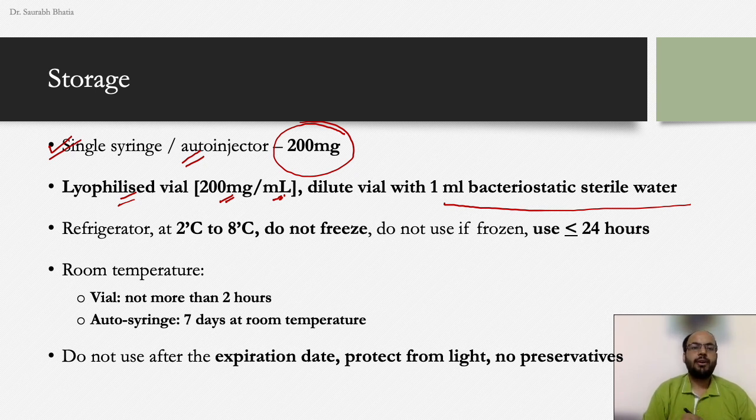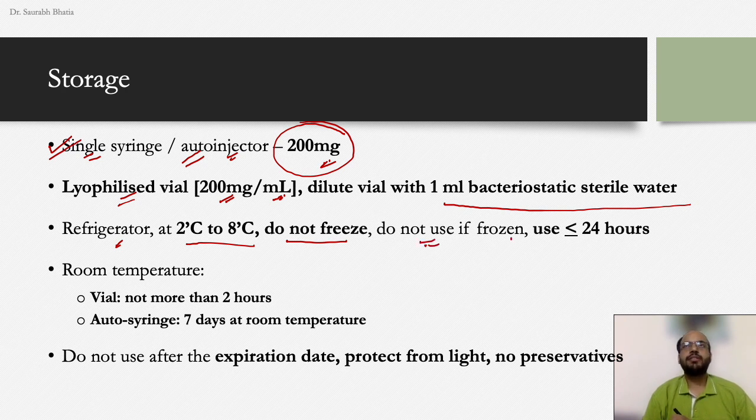But nowadays the auto injector and single syringes are the most commonly available formulations. We can use the vial in, let's say, academic settings or when you are giving pediatric doses and you have to change the dose from 200 milligram to something smaller. It is stored in a refrigerator at 2 to 8 degrees Celsius. It must not be frozen, and even if it gets frozen, you cannot use it.